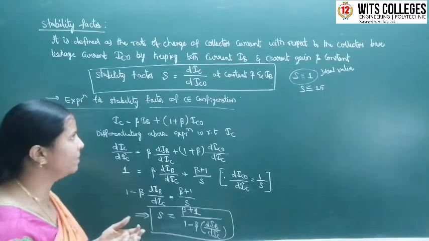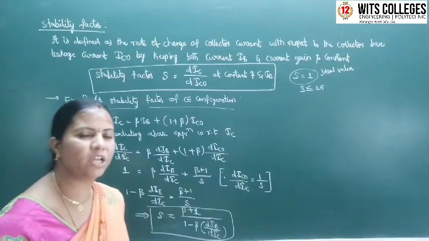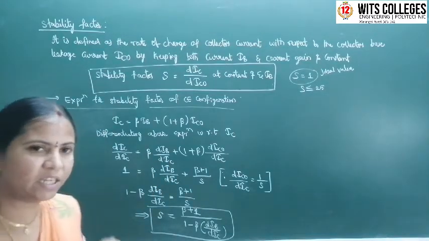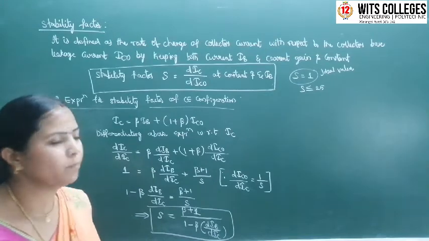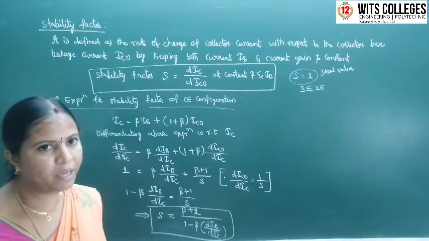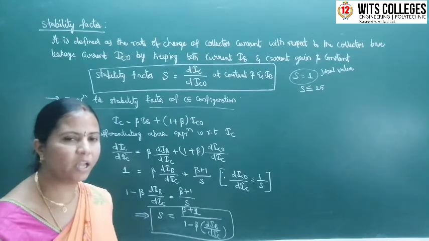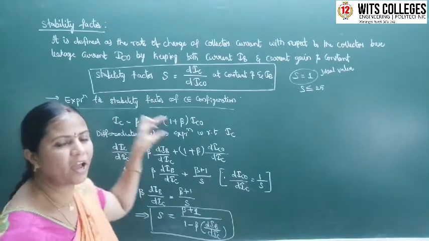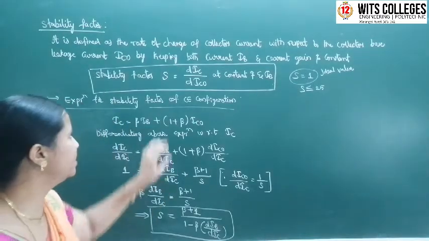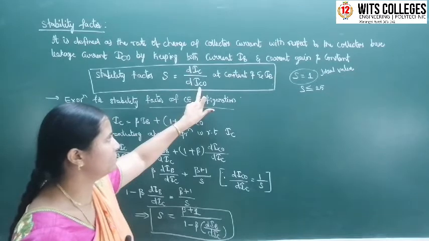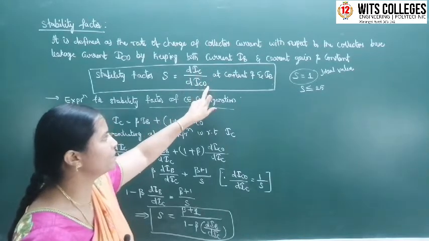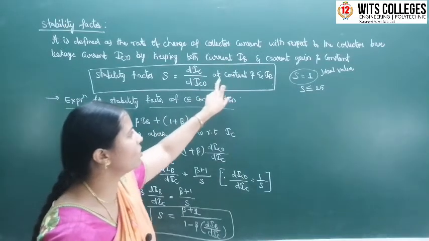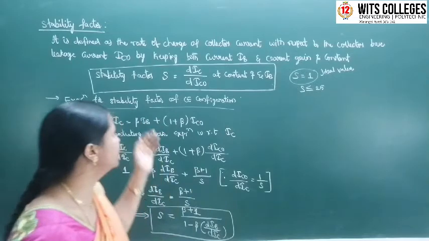What is the definition of stability factor? It is defined as the rate of change of collector current with respect to the collector base leakage current. It is indicated by ICO, keeping both current IB and current gain beta constant in CE configuration. That is, we have to keep these two values constant. So the stability factor is indicated by capital S. It is equal to dIC by dICO, that is, the rate of change of collector current with respect to the collector base leakage current, at constant beta and IB. So this is the definition.